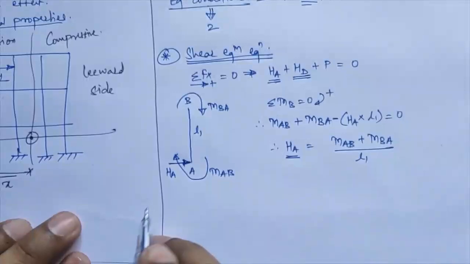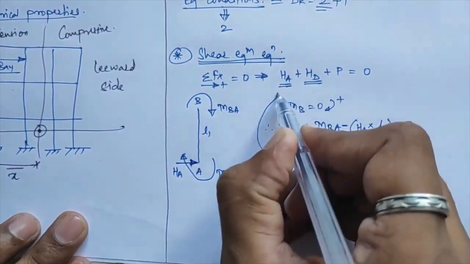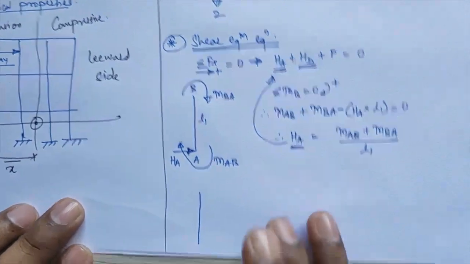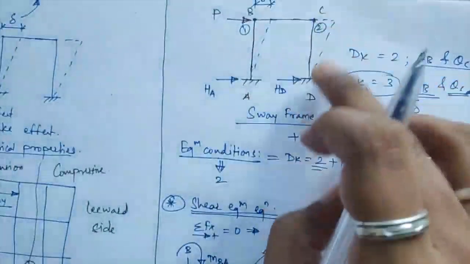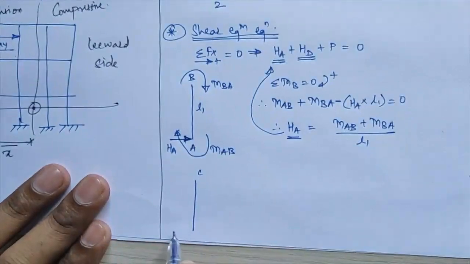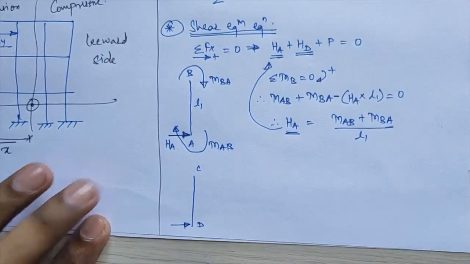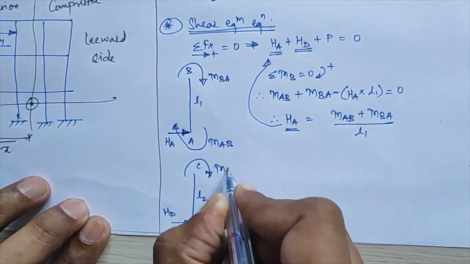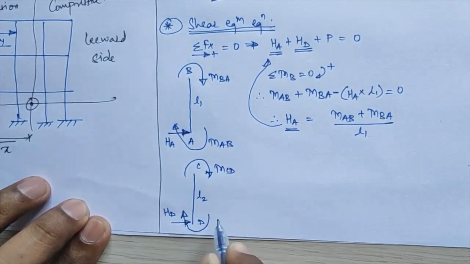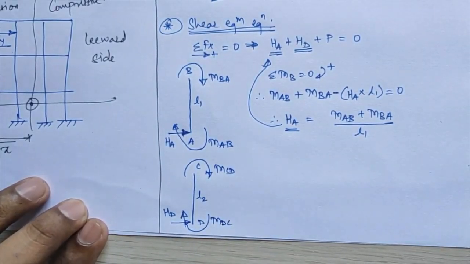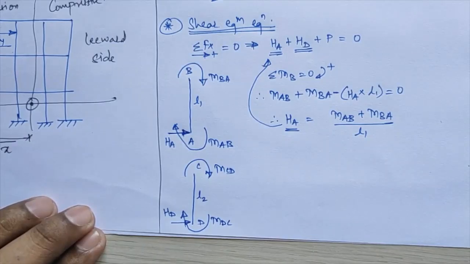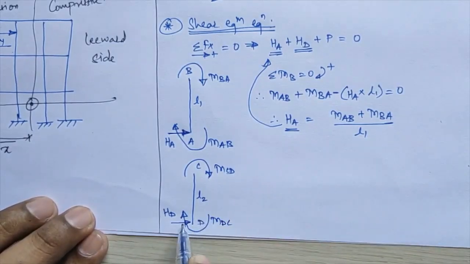Okay, now in the same way, you substitute this value of HA in your Fx equation. Next, I consider the second column, column CD. Okay, so this is my joint C, this will be my joint D. Again, horizontal thrust is acting at point D, that is HD. Suppose the length of this column is L2. The moment acting here will be MCD, the moment acting here will be MDC. Okay, again I am telling you, while initially assuming these moments, you have to consider them always in a clockwise direction. So I have to calculate the value of HD.